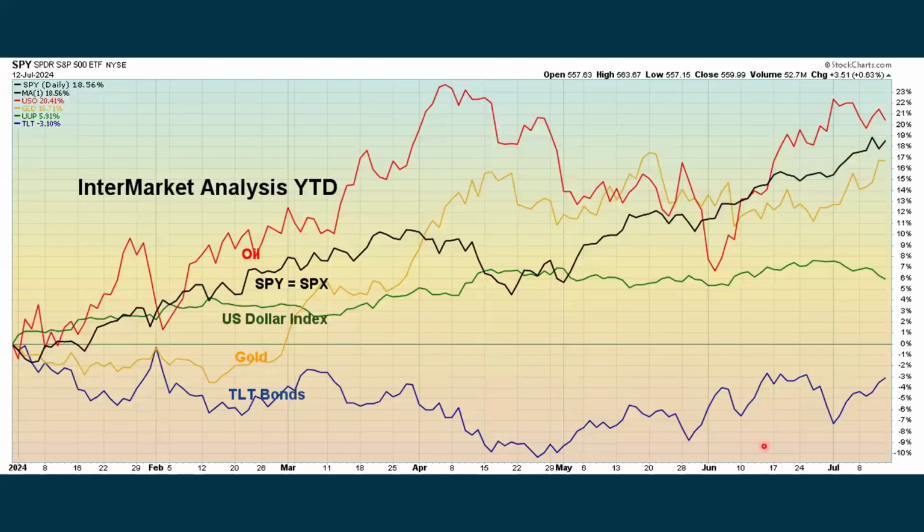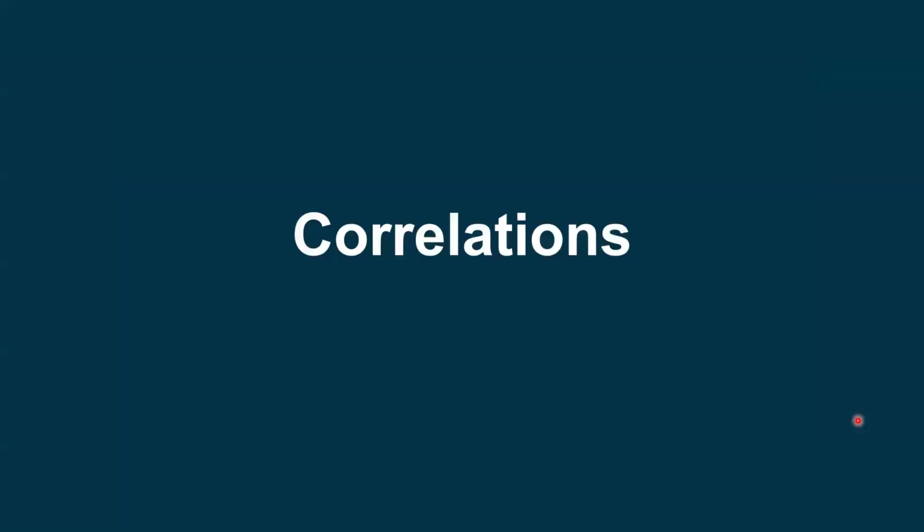And we look at the intermarket analysis chart. The red, that's oil, which has been doing the best. And then the black are stocks. And then the gold is gold. Green is the dollar. And then blue are the price of bonds. And they continue to be negative going back to the beginning of 2024.